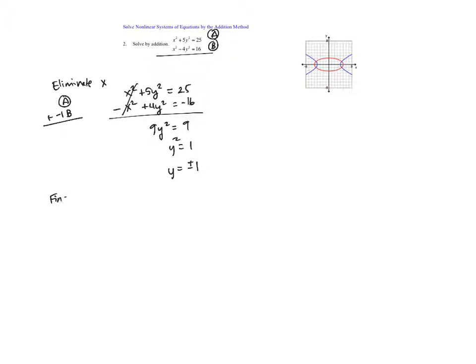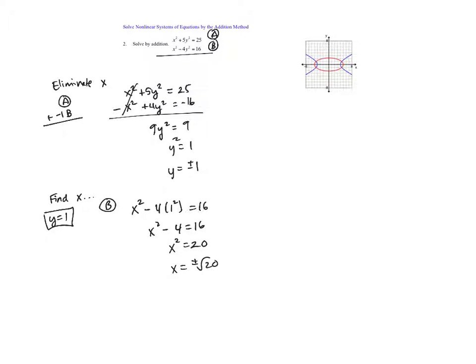So now when we're finding x, we've got two different things that we need to plug in for y and find the corresponding x values. All right, here we go. So you can just plug y equals 1 into either equation. I'm just going to choose B. So x squared minus 4 times y, which is positive 1, equals 16. So that would be x squared minus 4 equals 16. Add 4 to both sides, and then take the square root. And then you can simplify that.